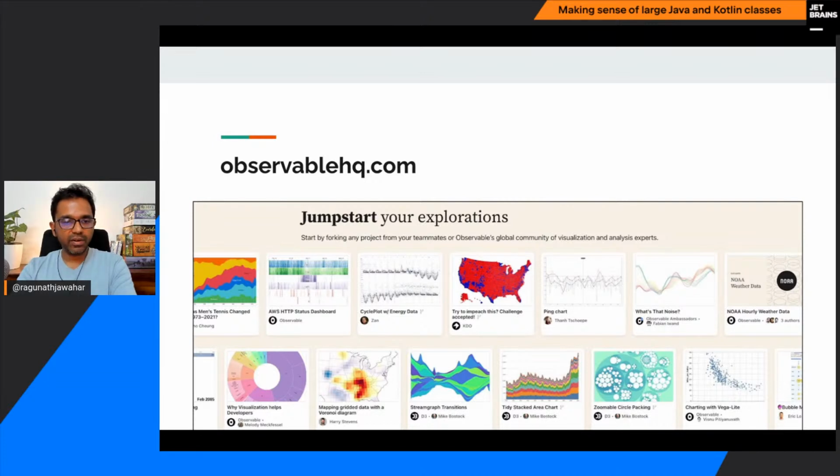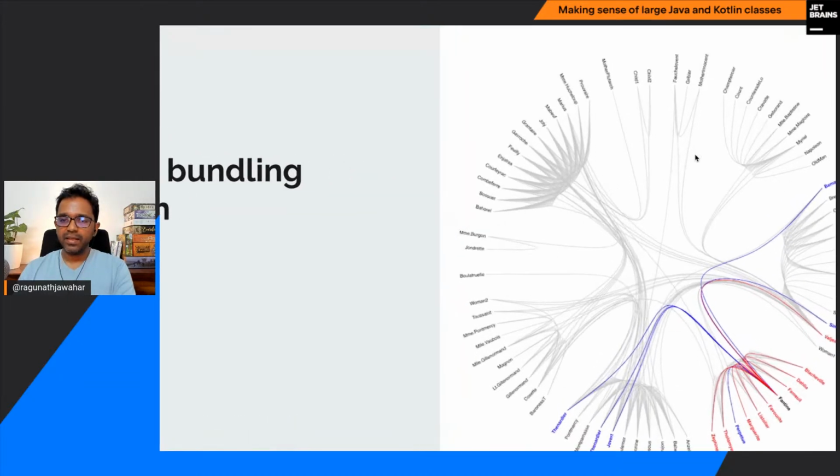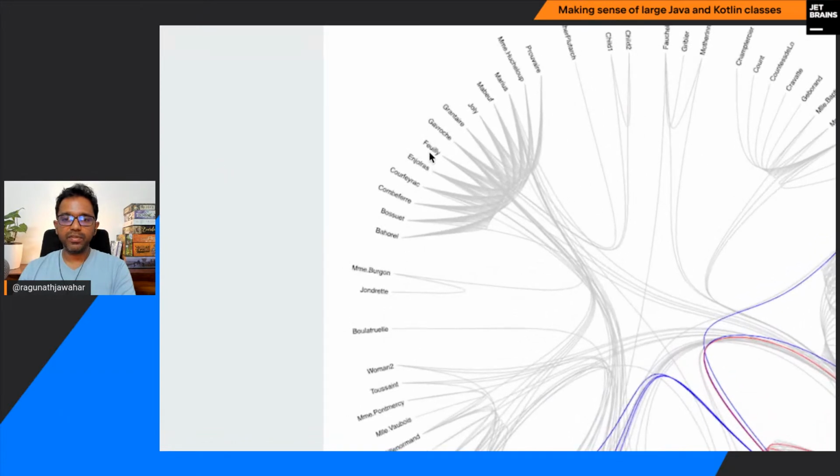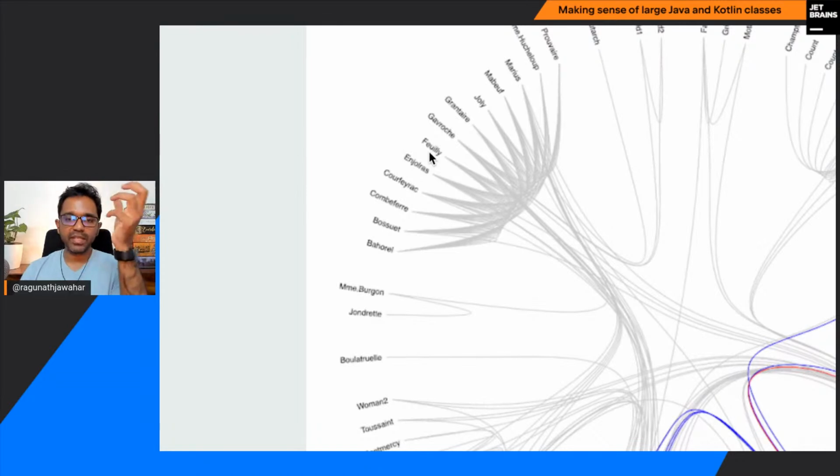So this is one of the reasons I got into visualization and data visualization, mostly inspired by Adam Tonhill's work. And then I was looking at this website one day, and I came across this strange looking graph. It's called an edge bounding graph. It's a very strange looking graph, and if you zoom in, this is a graph that is visualizing the characters of a French novel. Apparently, it's a very popular French novel.